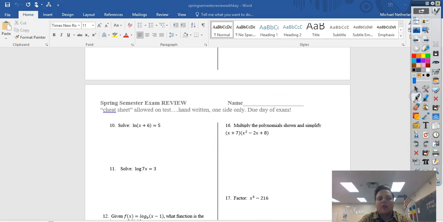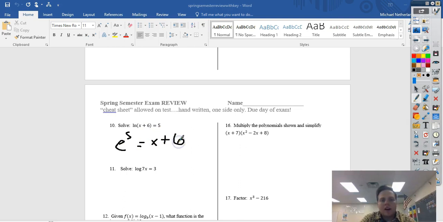Okay, so first off, you have to remember something. What is the base of a natural log? It's e, that's right. So first off, my x is trapped in a log. It's a natural log, and I'm still trapped in a log. So I need to change from log form to exponential form. So I take the base, I raise it to the other side, which is 5, and I set it equal to the inside, which is x plus 6.